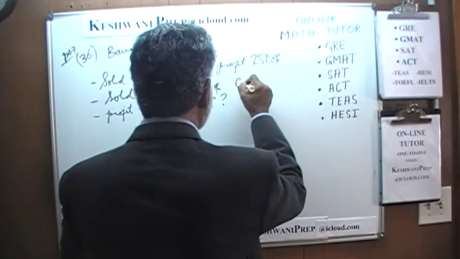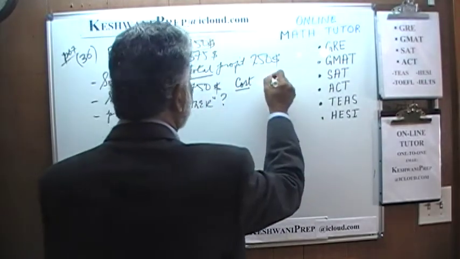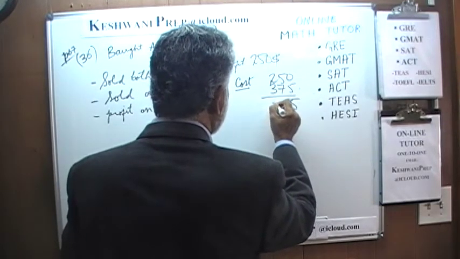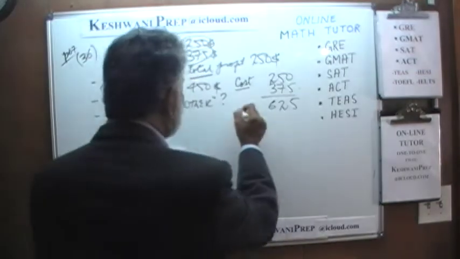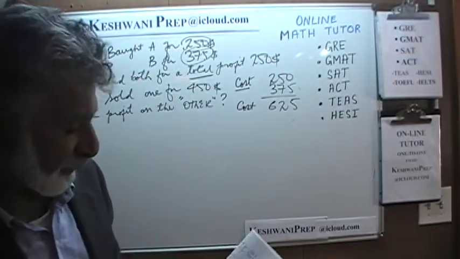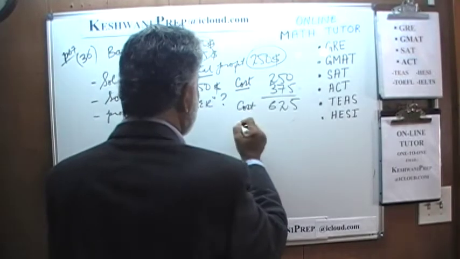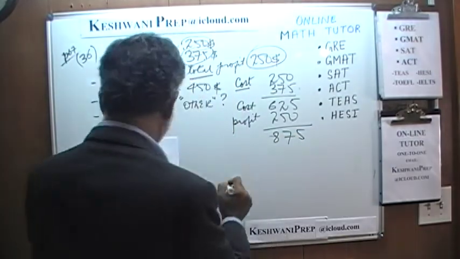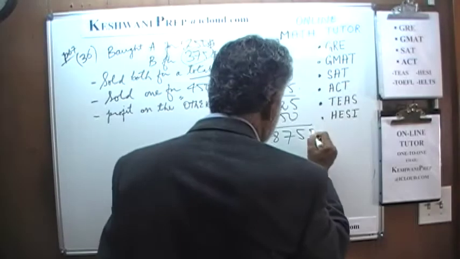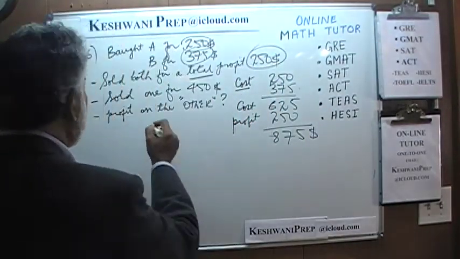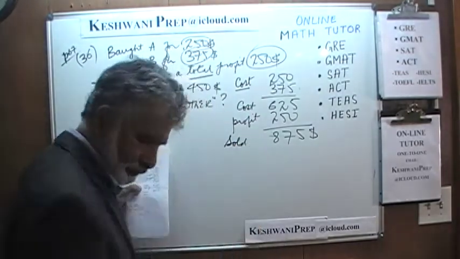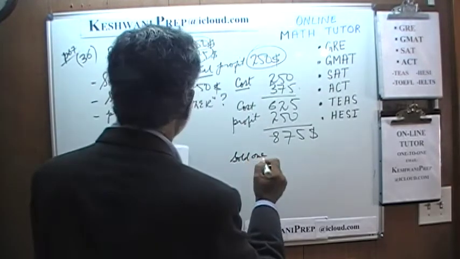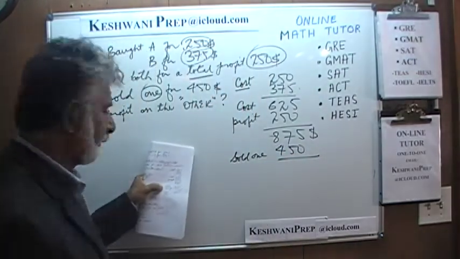So here's the cost. We bought the first one for $250. We bought the second one for $375. That looks like $625 was the total cost of buying the two bicycles. And then we had a profit of $250. So we must have sold the bicycles for $875 combined. We sold one for $450. Are you with me so far?